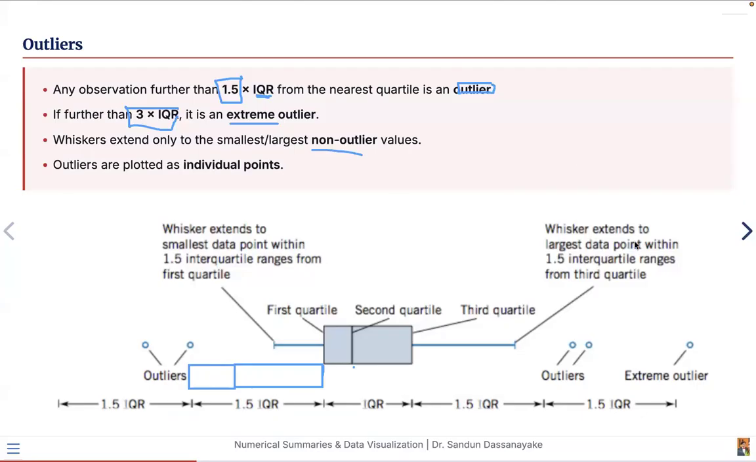So whiskers extend to the largest data point within 1.5 interquartile ranges from the third quartile. So only up to the existing data point, right? This is the whisker, not the smallest and the largest value. So I hope that is clear.